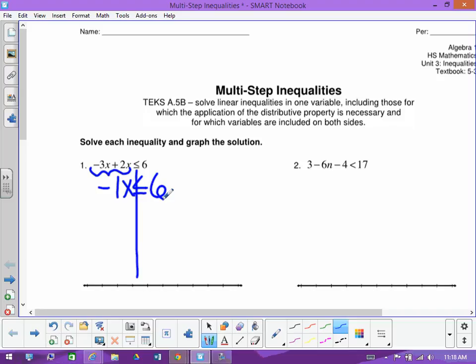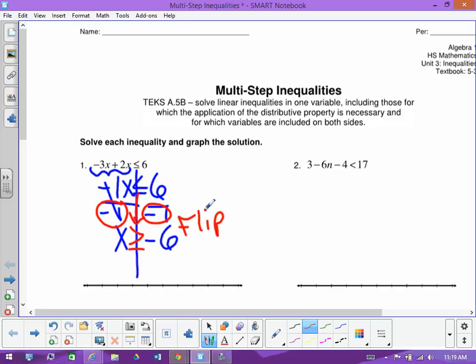Negative 3x plus 2x is negative 1x. How do I get rid of negative 1? Divide. Same thing we've been doing. We have x here. We have a negative 6 over here. This is that exception though. Because we divided by a negative, this has to flip. So, we're going to flip the inequality sign. Only when you divide by negative. I don't care what number's on top, like the 6, it's going to be positive or negative. But when you divide by a negative, you have to flip it.